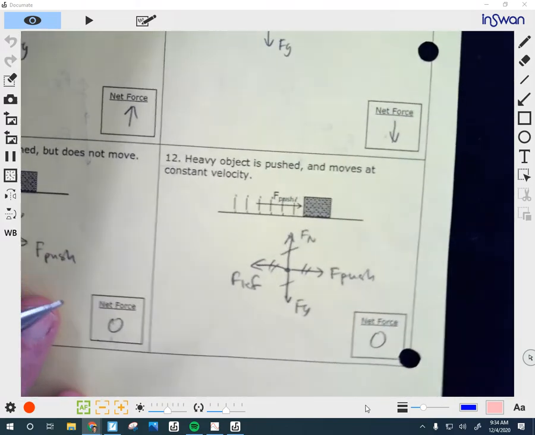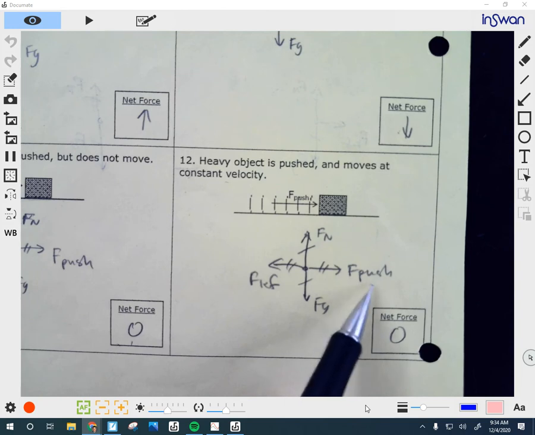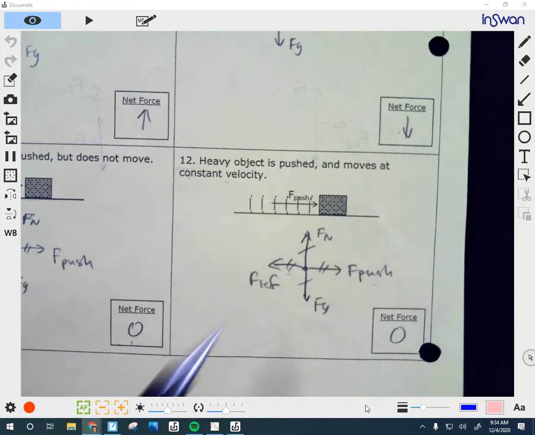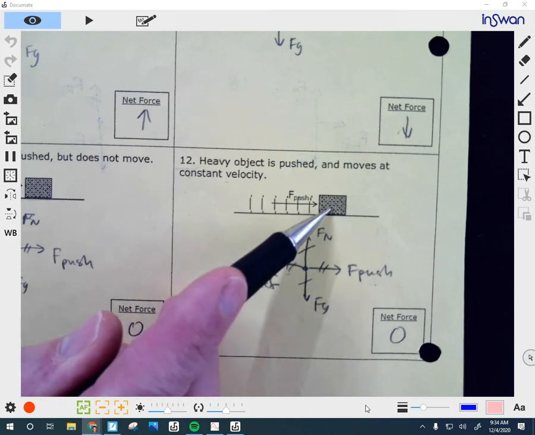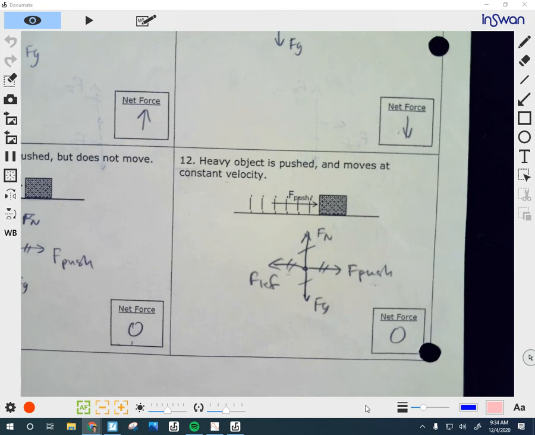The difference for number 12 is it's moving at steady speed, so the similarity is that the acceleration is 0. We would have to assume that the pushing force is balanced now by kinetic friction, resulting in 0 net force and 0 acceleration. Again, in the up-down direction, gravity would be compressing it into the surface. The surface would be pushing back with a perpendicular normal force.